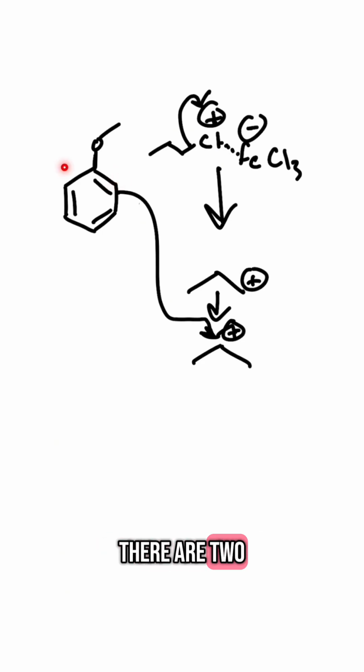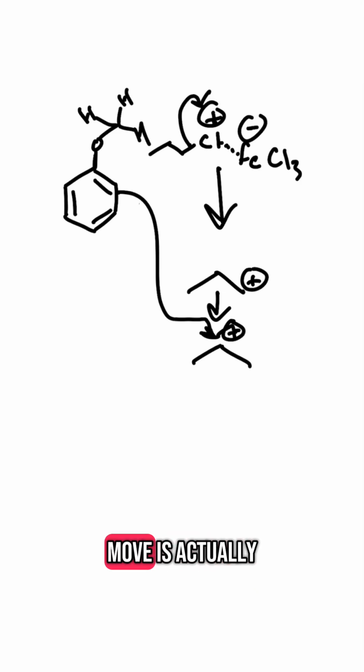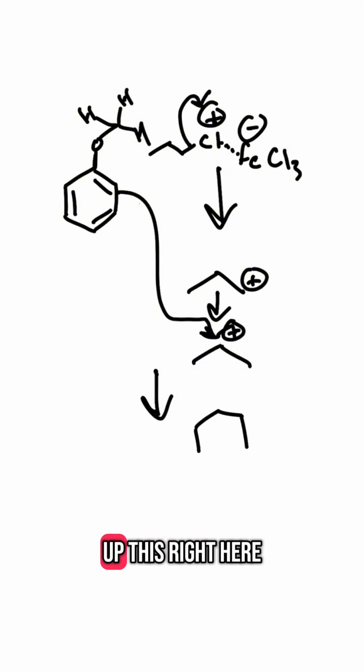So even though there are two ortho positions, because this methoxy group, remember, is going to have hydrogens on it as well, like this, and this can move, this is actually sterically bulky. So this position right here is blocked a little bit. So the easiest way for it to come in and grab this is from the para position right here. So the major product that we're going to end up with is this right here.